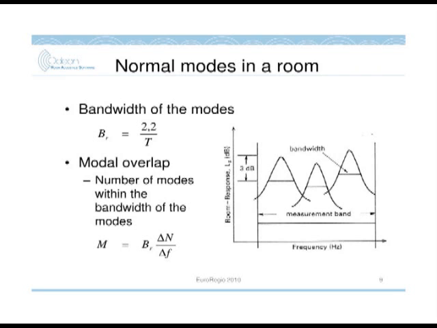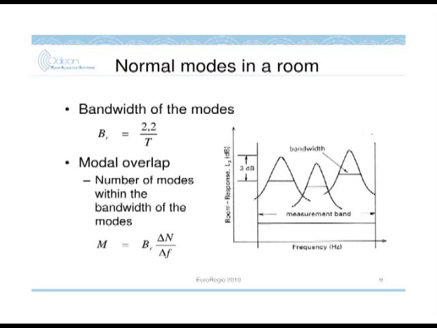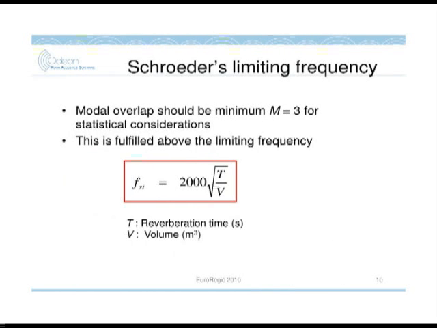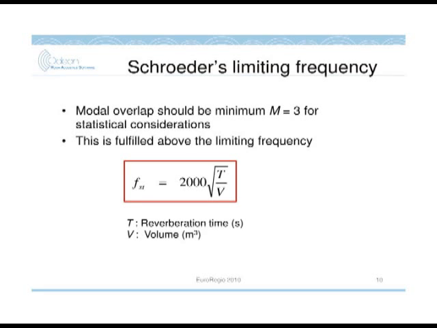And what contributes to that is that each mode actually has a certain bandwidth. So when the natural frequencies get closer, they tend to overlap more and more. And to describe that, we have the modal overlap, M, which is the bandwidth multiplied by the modal density. And here it is very convenient to introduce Schroeder's limiting frequency, which is an approximate guide for which frequency distinguishes between the low frequency range, where we can identify the modes, and the high frequency range, where they are smoothed together. And you can see the equation, a simple equation where we just have reverberation time and volume in the room.